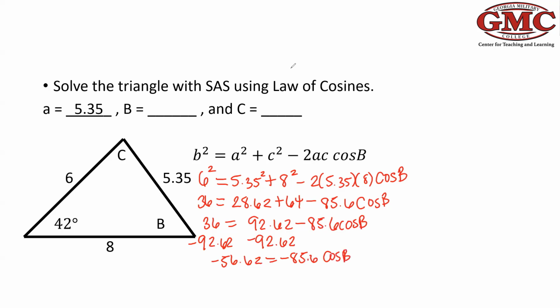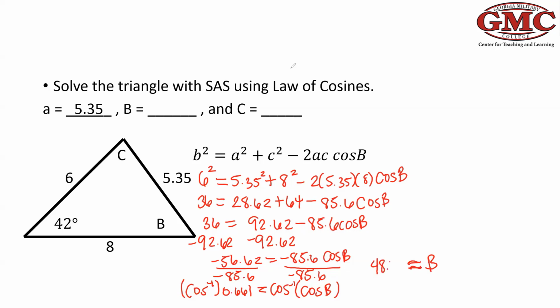Remember, we're trying to isolate B. So to do this, we're going to divide both sides by negative 85.6. And once we do this, we get 0.661 equals cosine of B. We're solving for angle B, so to get B by itself, we have to take the inverse of cosine on both sides of the equation. We can do this by putting this into our calculators. And so we know that the value of angle B is approximately 48.62 degrees.